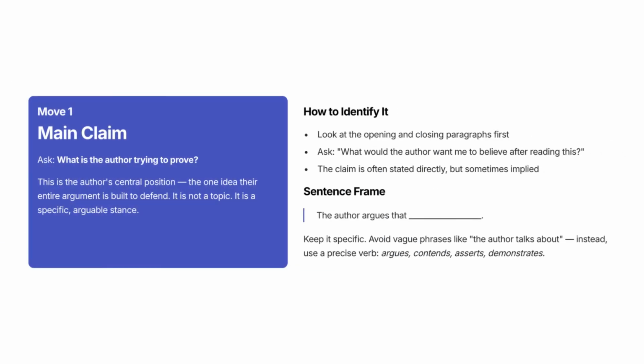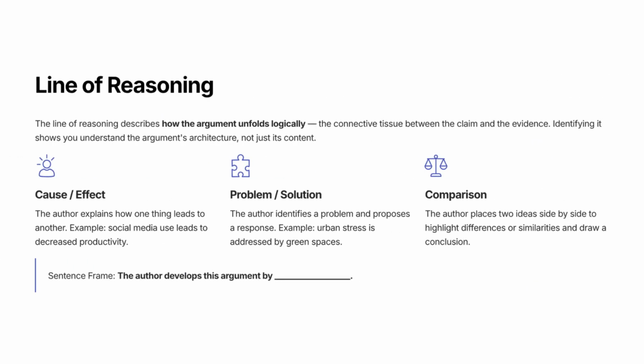Move 1 is identifying the main claim. What is the author trying to prove? This is the central, specific, and arguable position. To find it, look at the opening and closing paragraphs and ask what the author wants you to believe. The line of reasoning describes how the argument unfolds logically, providing the connective tissue between the claim and the evidence. Common structures include cause/effect, problem/solution, and comparison.